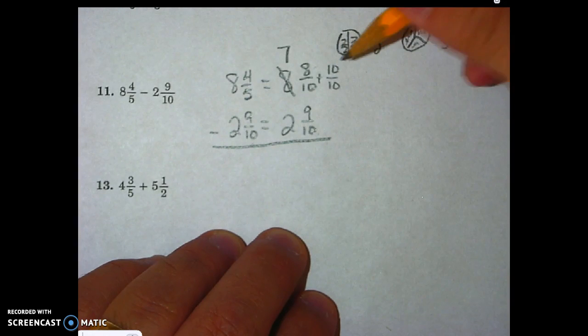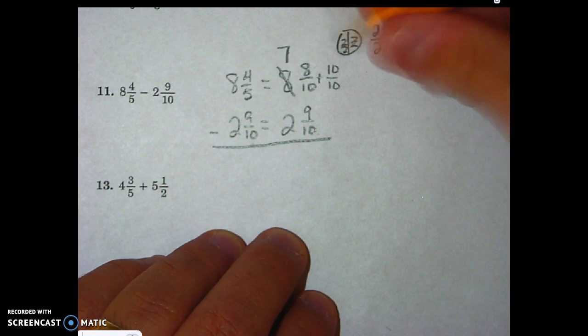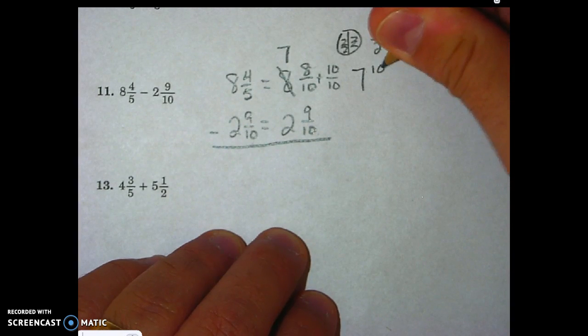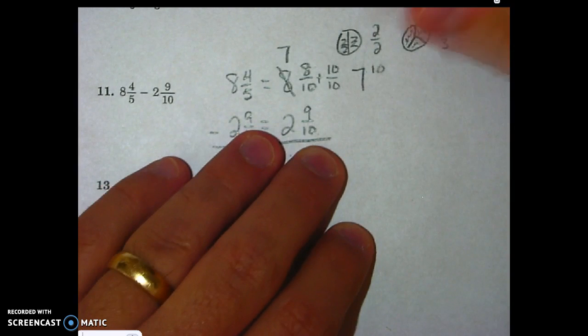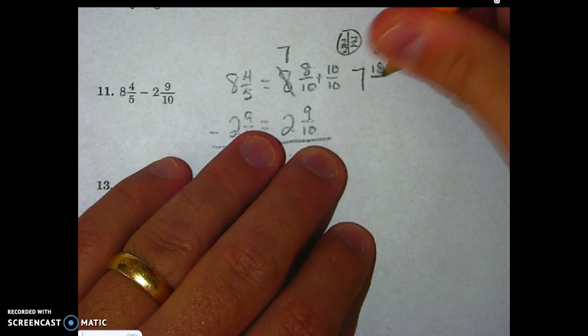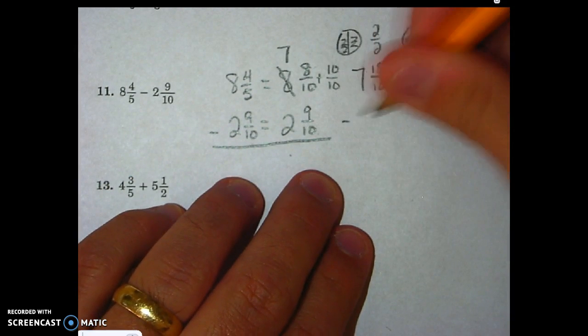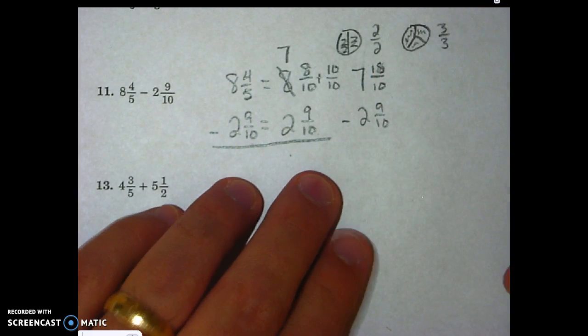8 plus 10 is 18. What I'm going to end up with here is 7 and 18. Let's write that. 7 and 18 tenths. And now I can subtract my 2 and 9/10.